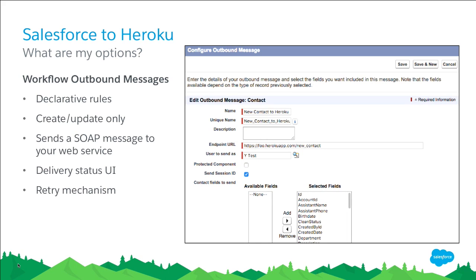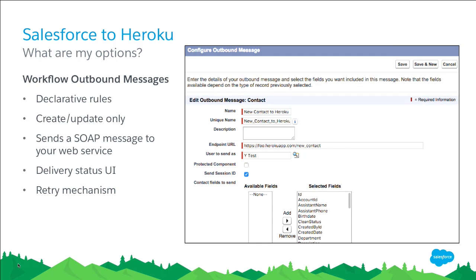To configure it, you select the fields that you care about, and you have an endpoint that is hosted on Heroku in this case. Then when your workflow rule fires, that data will get sent via a SOAP message to your web service. A limitation is that it is SOAP only. You can't use REST in this case.